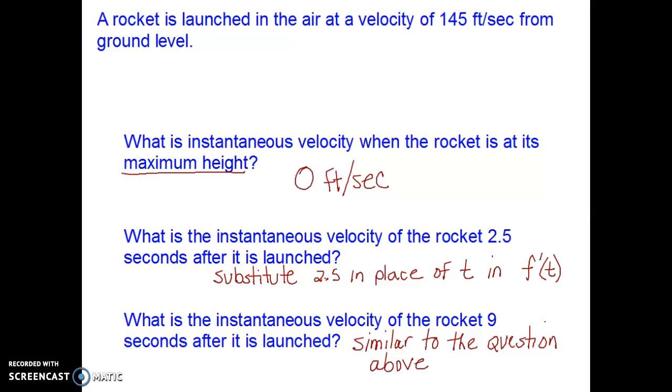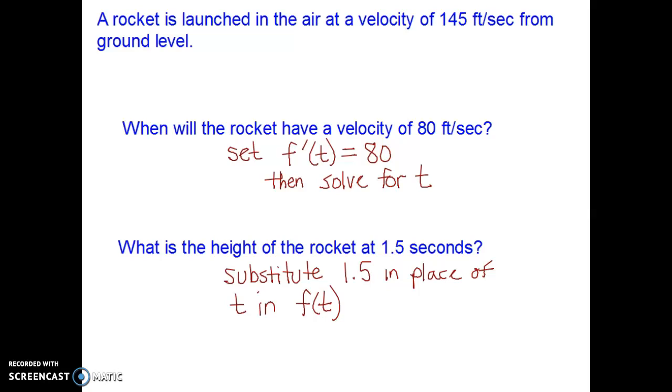Next question about the instantaneous velocity at 2.5 seconds. Keep in mind what I mentioned about knowing what t represents, what f of t represents, and what the first derivative represents. You're given a time, 2.5 seconds, so you're told what letter t is. All you need to do is use the instantaneous velocity and substitute that number in place of the t. The last question is very similar to that one.